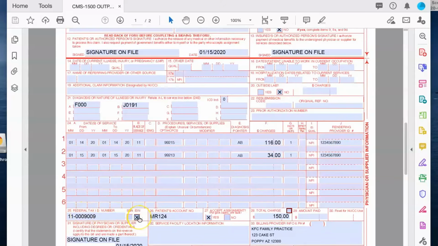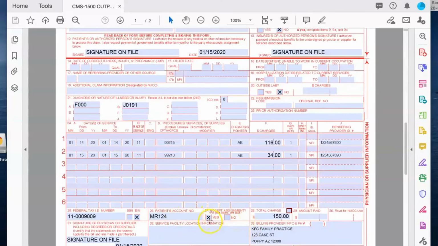Box 25, we have the provider's tax ID. We've checked EIN here, but if it was a Social Security number, you would select that. Box 26, Patient's Account Number. This is the internal number that your provider uses to identify patients. This is not the information from the insurance card. You can also leave this blank.